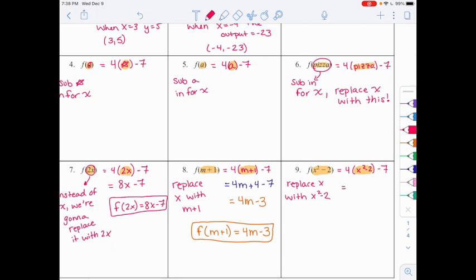And then I'm simplifying if I can. So this would be 4x squared minus 8 minus 7. Combine those like terms. 4x squared minus 15. So f of x squared minus 2 is 4x squared minus 15.